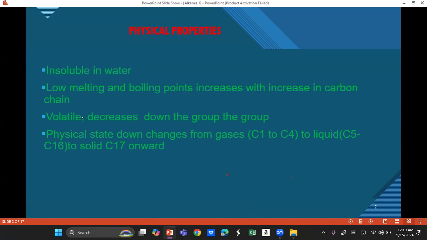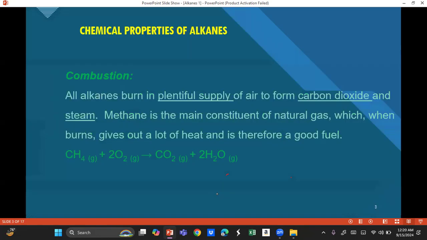At the same time, they are volatile. Volatile means they can easily evaporate if they are left open in the atmosphere. For example, the components of petrol can easily evaporate. Volatility decreases down the series. Why does it decrease? Because the intermolecular forces become strong and it becomes difficult for the molecules to escape. But still, we will call them volatile. Hope you understand. Let's move to the next slide.